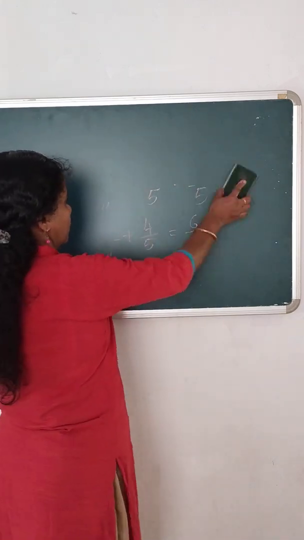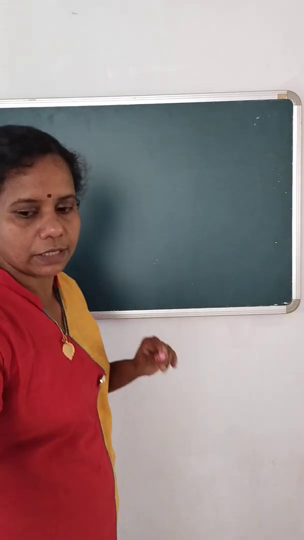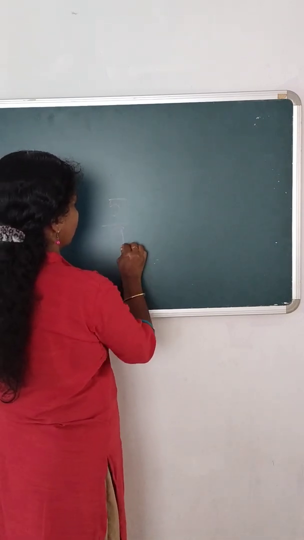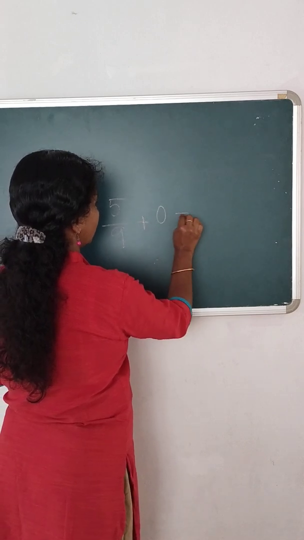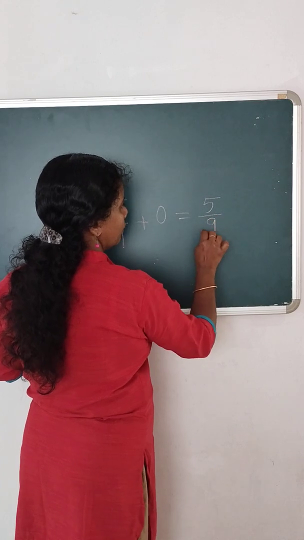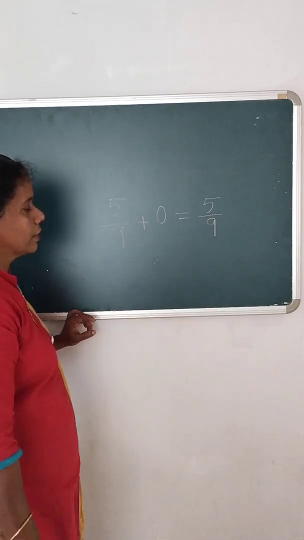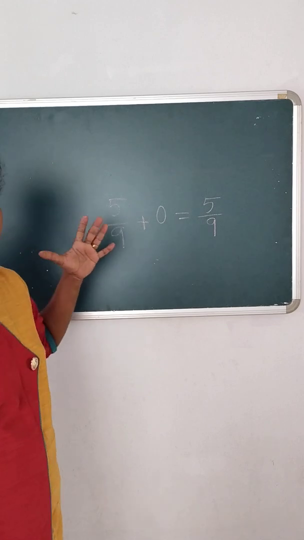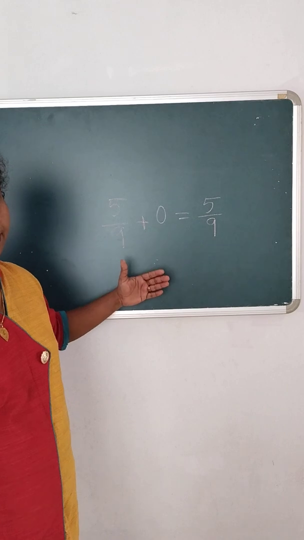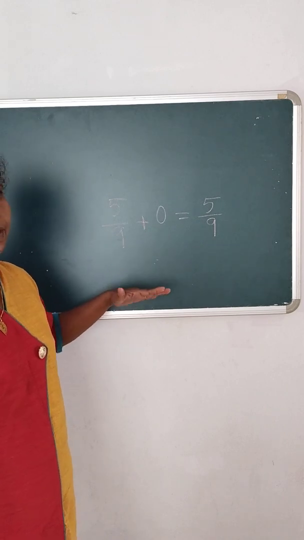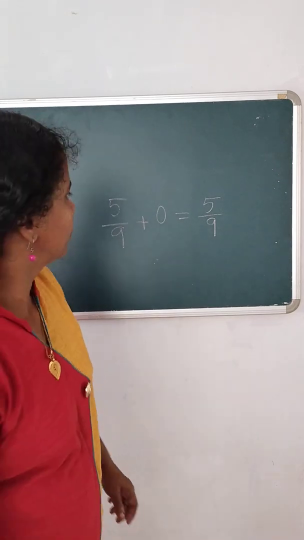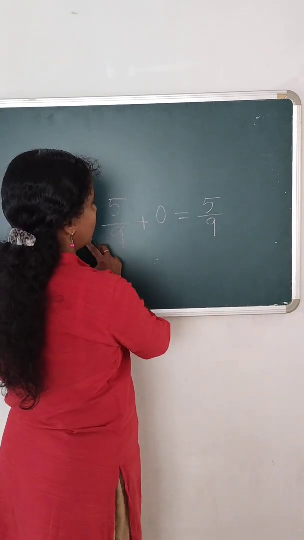Now about the 0 property, we can do 2 more exercises. 5 by 9 plus 0. Is there any change? No. It is 5 by 9. You are getting the same fraction, the fraction itself. So that is the 0 property. The value is not changed at all whenever you add 0 to any number, whether it is a fraction or a whole number, whatever it may be. Okay. So that is the 0 property.